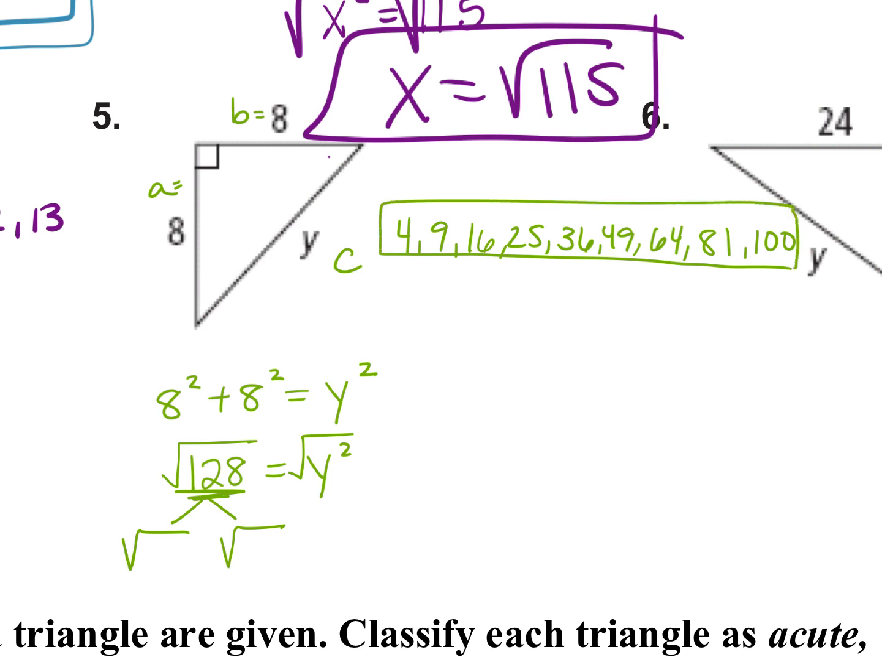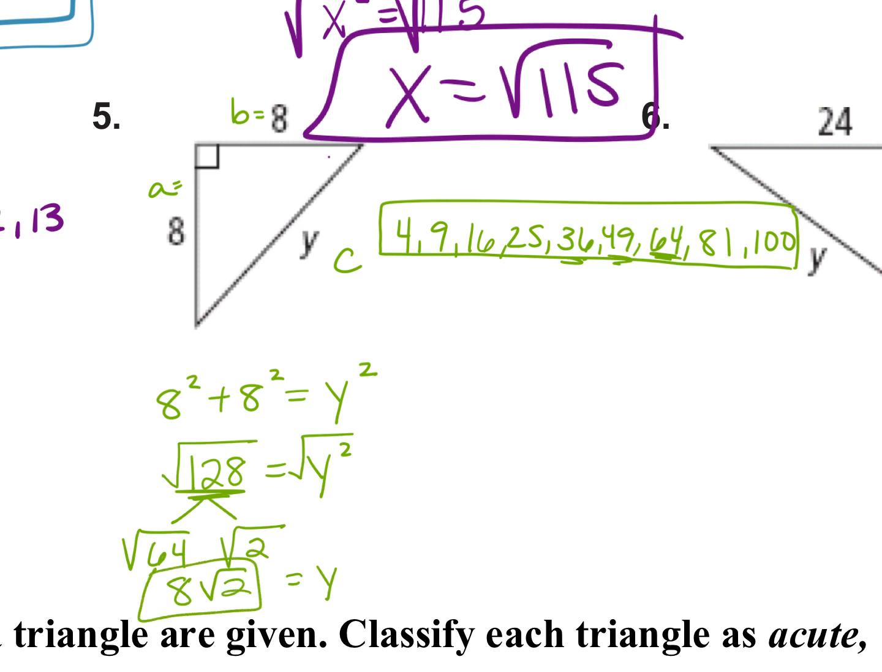64. Okay, so 16 works, but there's a higher one. 64 works. So you always want to start high. 128 divided by 100, 128 divided by 81, 128 divided by 64, 49. Work your way down. 64 works, and it's 64 times 2, that gets you 128. What's rad 64 times rad 2? What's the square root of 64? 8 times the square root of 2.